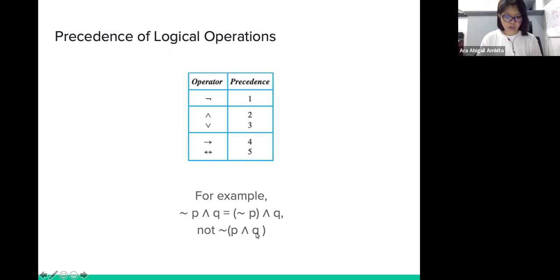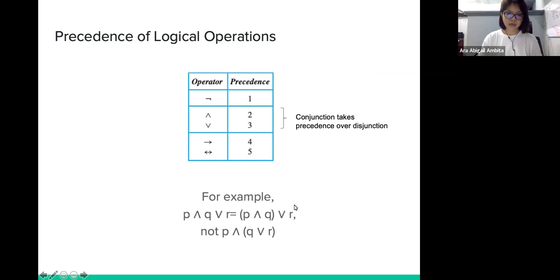We do this so that we can reduce the number of parentheses. This one looks cleaner and has fewer symbols as compared to this one. So just remember that if you have this kind of statement, it's the negation operator that will take the highest precedence. All right. Now, the conjunction also takes precedence over the disjunction.